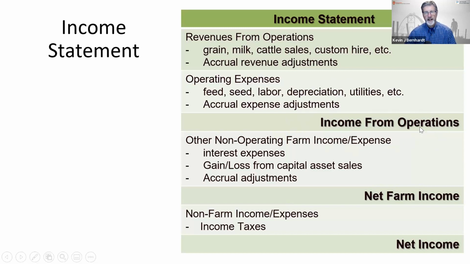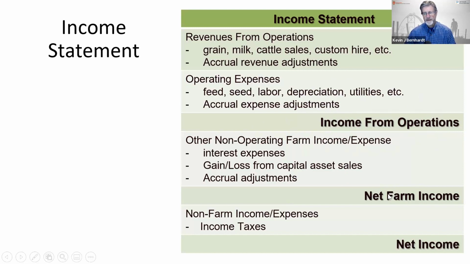And just as it sounds, that's the net profit that's being made from the operational part of the business only. So it's revenue from operations minus operating expenses. That gives us our income from operations. We like that number because it's comparable across farms. And it's a number that's often used in a lot of the financial ratios that we'll see later.